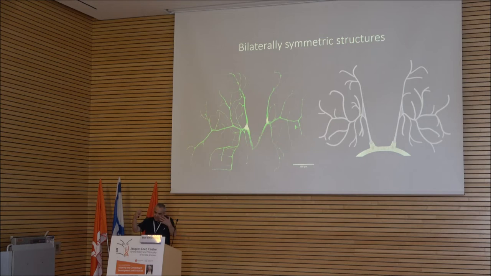We can argue about it also. And the genotype is the same. Of course, there can be somatic mosaicism, but this is as close as it gets. So these are the bilaterally symmetric structures that we chose. I will explain what they are.